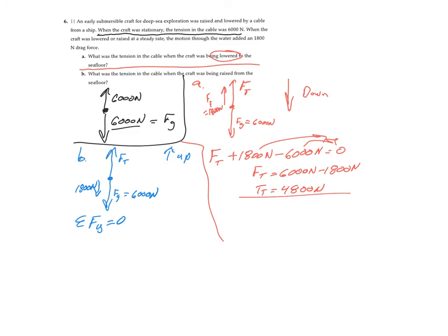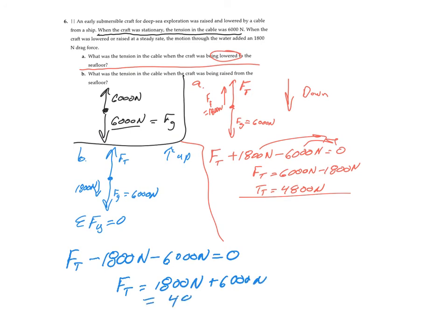And so I have all the forces. I have force tension up, so it's positive. I have force drag, which is down, which is negative. And I have force gravity, which is down, which is also negative. And all of those equal 0. So my force tension equals 1,800 newtons plus 6,000 newtons, and I get 4,800 newtons of tension when I'm lifting that bad boy up.